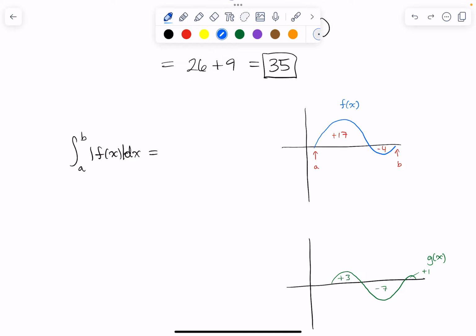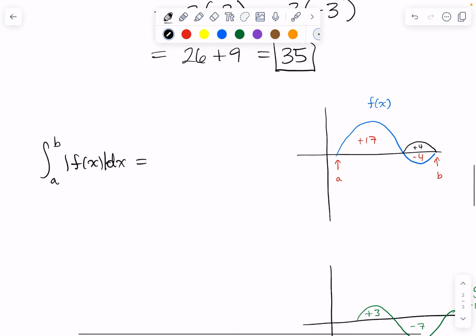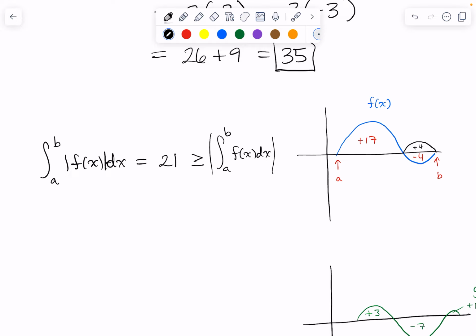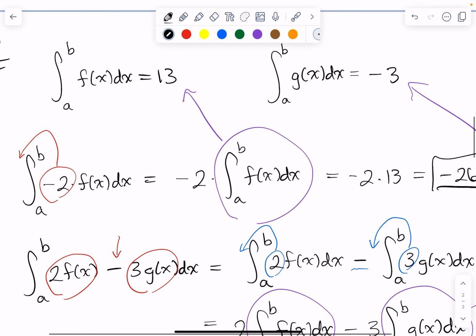If I consider the graph of absolute value of f of x, what changes? Well, the plus 17 portion stays the same, and then this part just flips over and becomes a positive signed area of 4. So the actual integral equals 21, positive 21, which notice, right, how this is greater than or equal to the integral a to b of f of x dx inside of an absolute value, right? Like that would give you 13. That was the 13 we had over here.